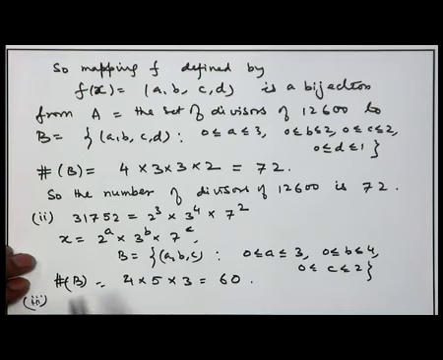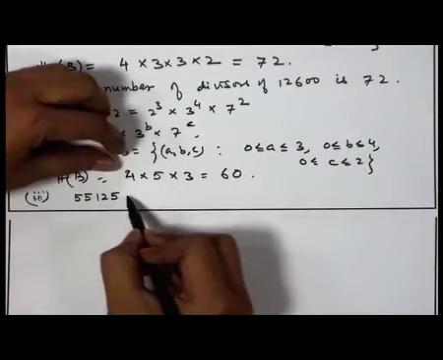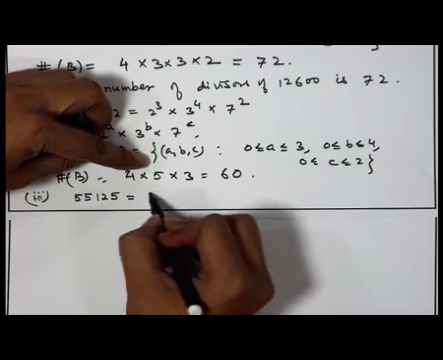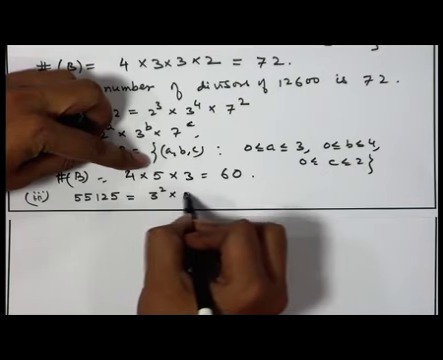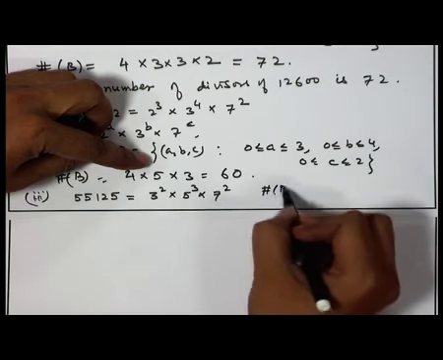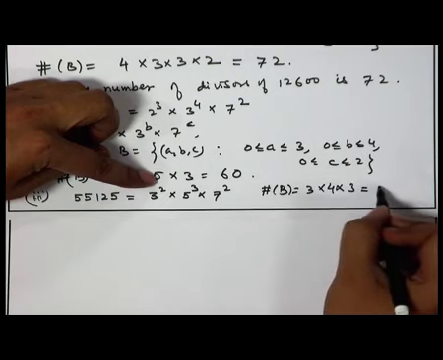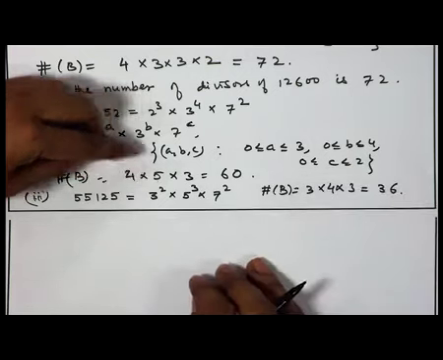In a similar way, if I consider 55,125, then that can be expressed as 3 square into 5 cube into 7 square. So, the cardinality of B in this case will become 3 into 4 into 3, that is 36. So, in general, then we can state the following theorem as an application of this fundamental theorem of arithmetic and the bijection principle.